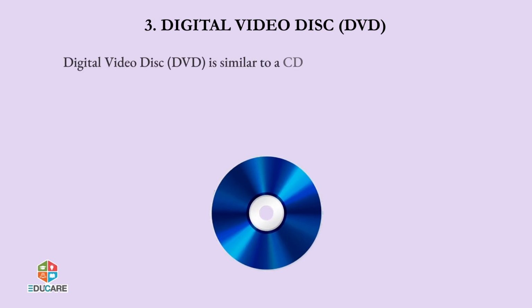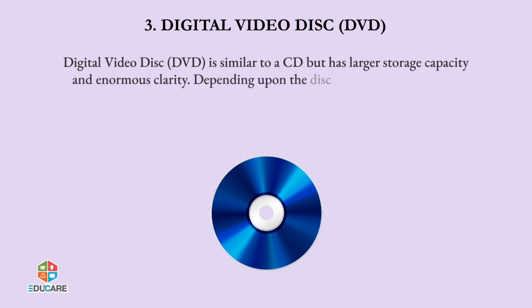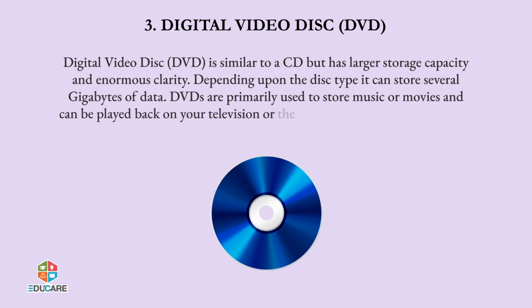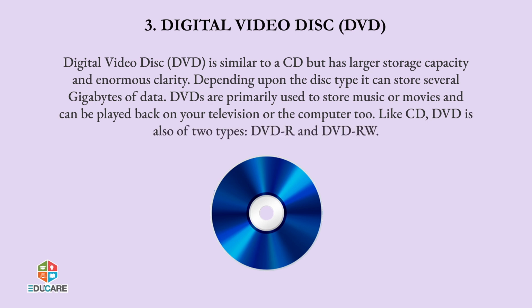Digital video disc (DVD) is similar to a CD but has larger storage capacity and enormous clarity. Depending upon the disk type, it can store several gigabytes of data. DVDs are primarily used to store music or movies and can be played back on your television or the computer too. Like CD, DVD is also of two types, DVD-R and DVD-RW.